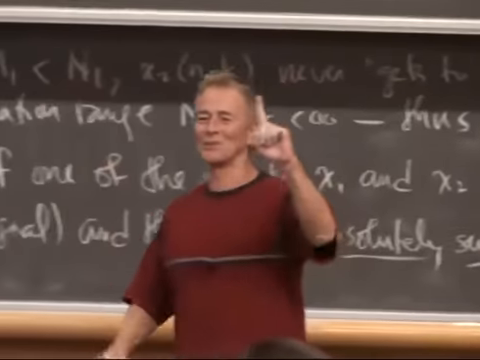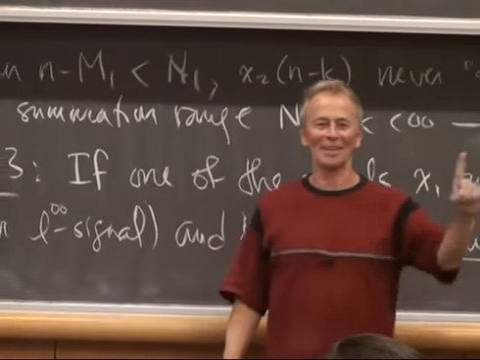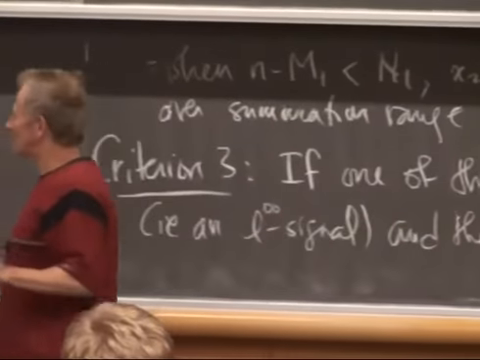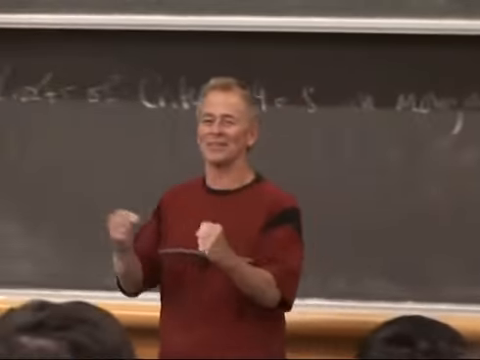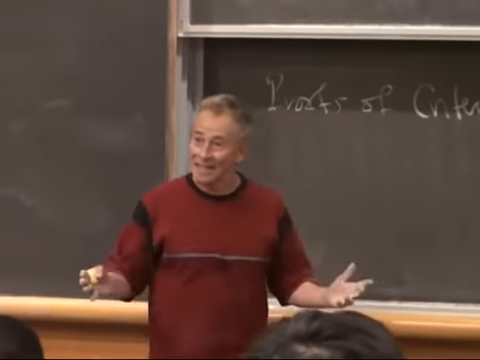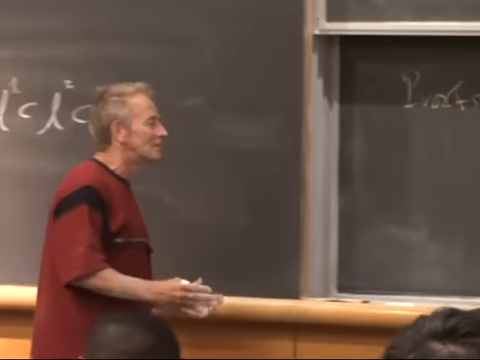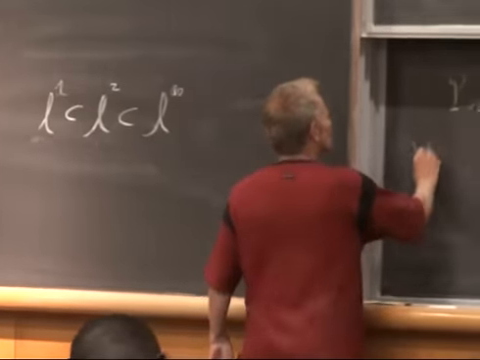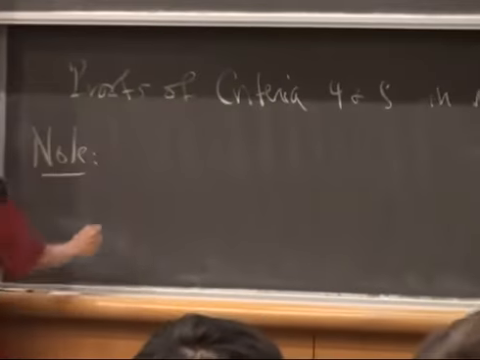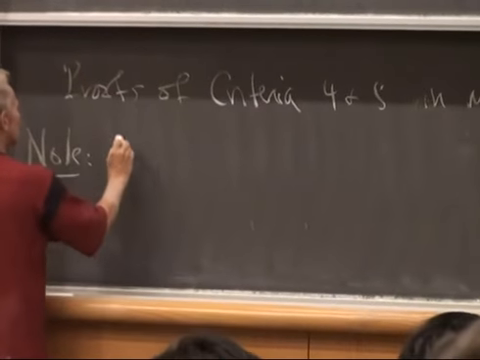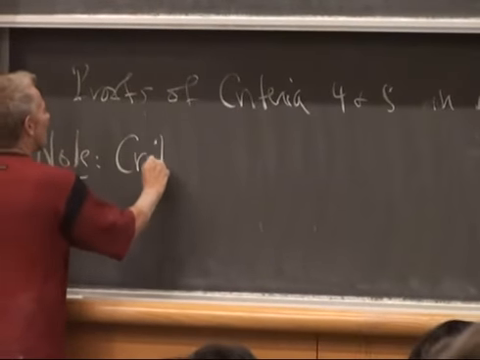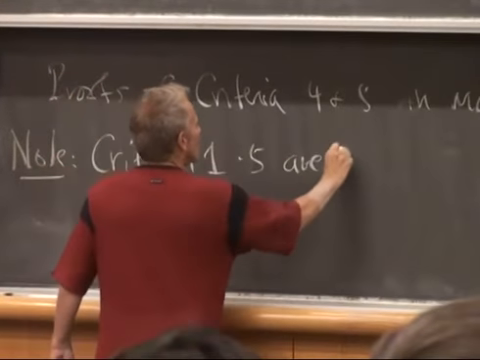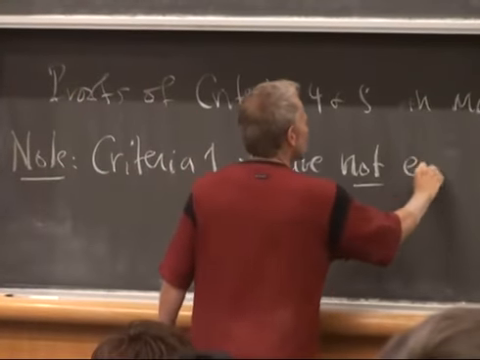Anyway, I promised you that I would not let you leave. I promised you that these criteria were non-exhaustive. They may be exhausting, but they're not exhaustive. What does that mean? So, note: these are only sufficient conditions, and criteria 1 through 5 are not exhaustive.